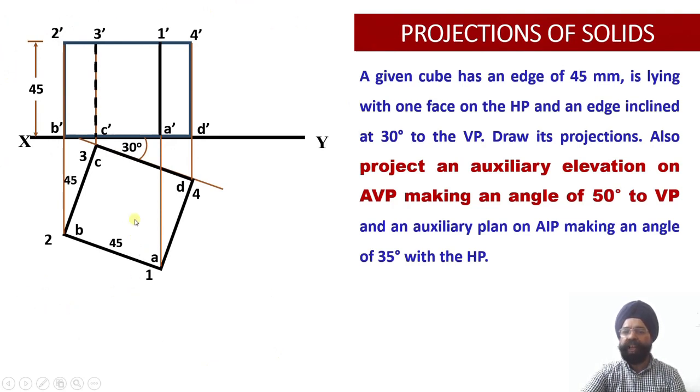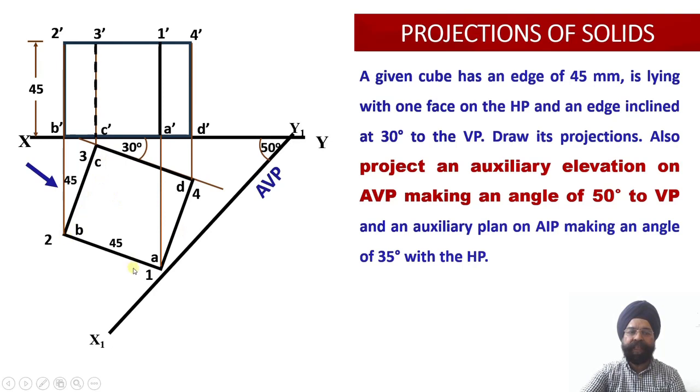Now this solid is being viewed by an observer at an angle of 50 degree to the vertical plane. So there will be an AVP which will be drawn. Just see x1, y1. So x1, y1 is an AVP onto which auxiliary elevations are to be evaluated. Over here, once again you see we have these 4 points corresponding to the base and 4 points corresponding to the top face of this particular solid. Now from these 4 points, the perpendicular projectors will be drawn onto the AVP.